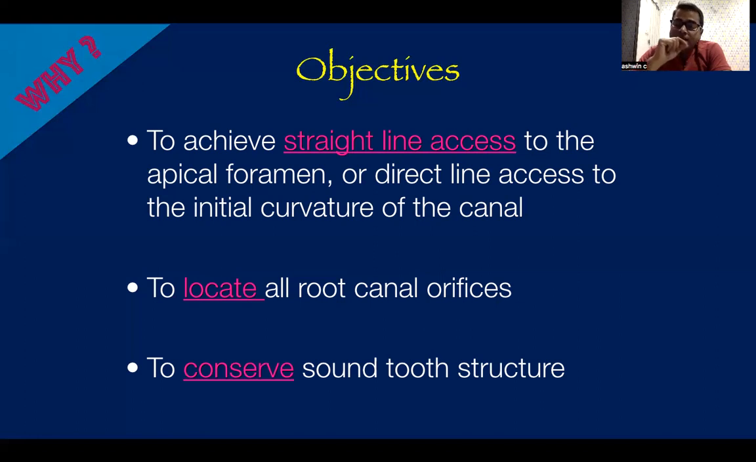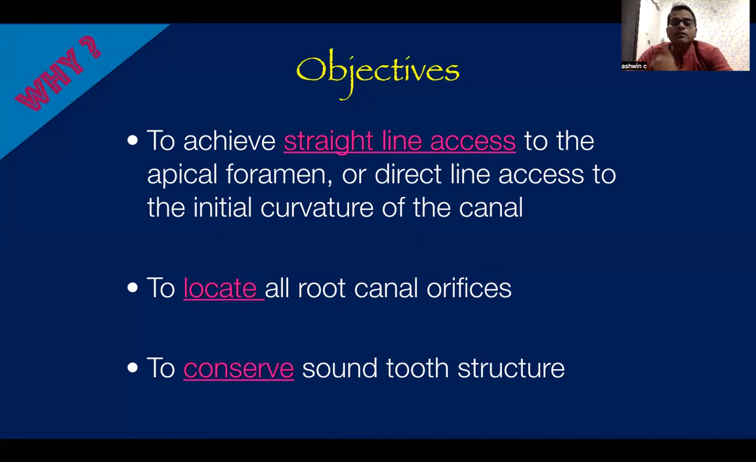This is very important in curved canal cases, and many a time you get curved canals in the lower first molar or maybe the upper first molar. Many times the canal is too much curved or S shaped. But always remember that your axis should have direct line access to the first curvature. The second objective is to locate all root canal orifices. And the third is to conserve the sound tooth structure.